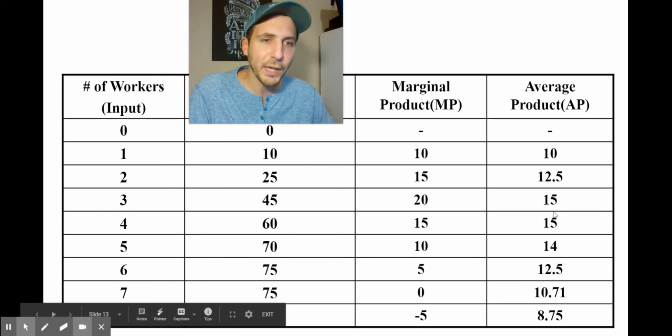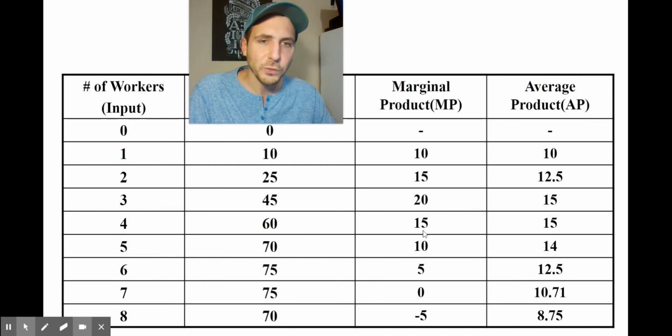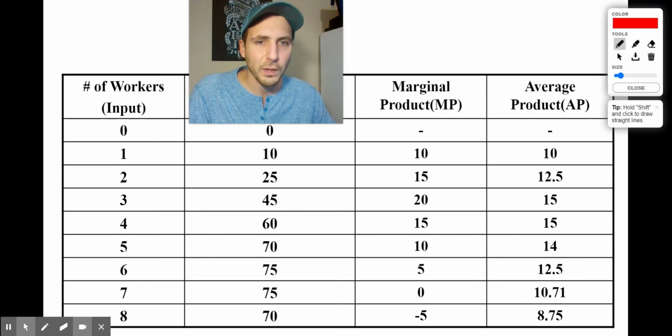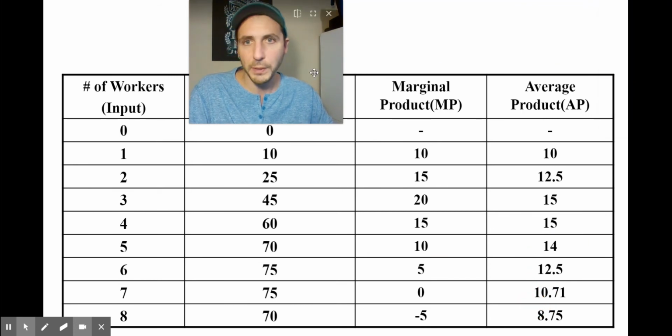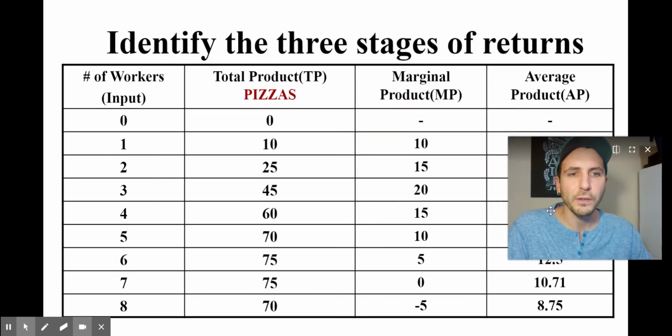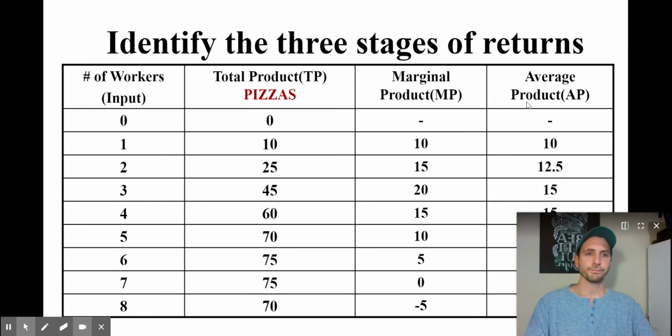So you see your average product here. Notice at the peak of average product, that's where we're going to intersect with marginal product right there. That's the height of average product. At that point, marginal product is going to fall below that and it's going to pull it down. Okay, that's not really that important, but can you identify the three stages of returns?